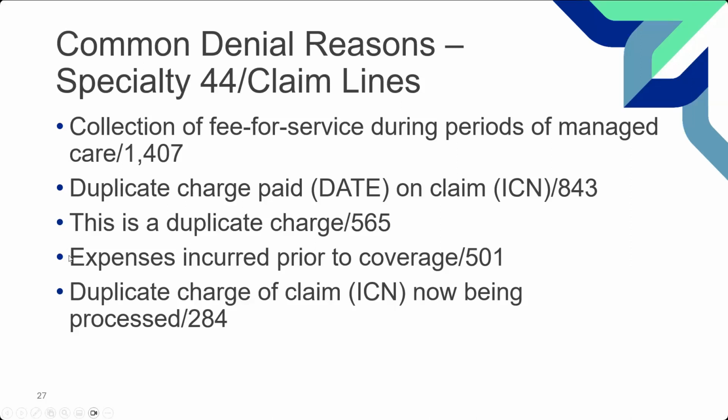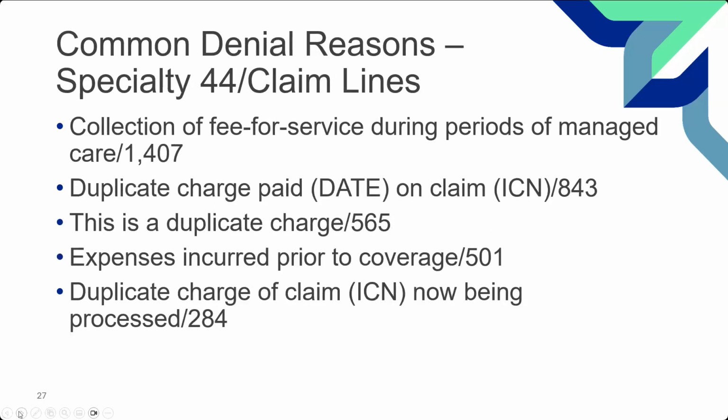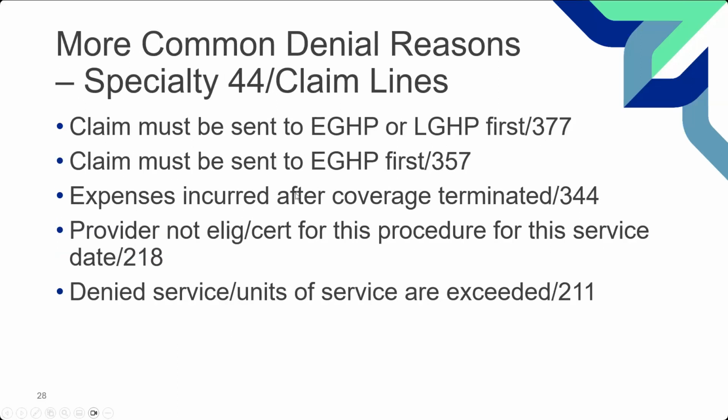The next one deals with the fourth most common reason for denials for Part B Specialty 44 claims: the expenses incurred prior to coverage. There was no coverage on that date, 501. That's an eligibility issue. You're going to want to check eligibility. Similarly, the next two deal with Medicare secondary payer situations.